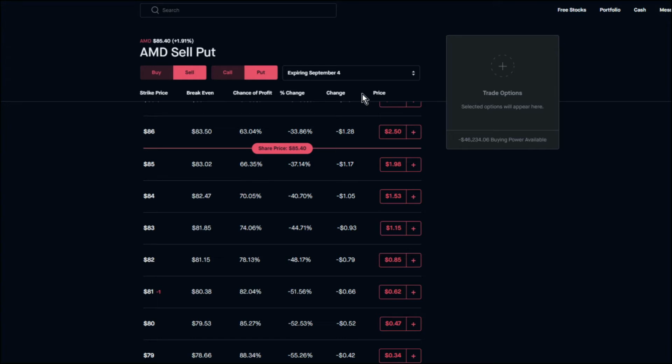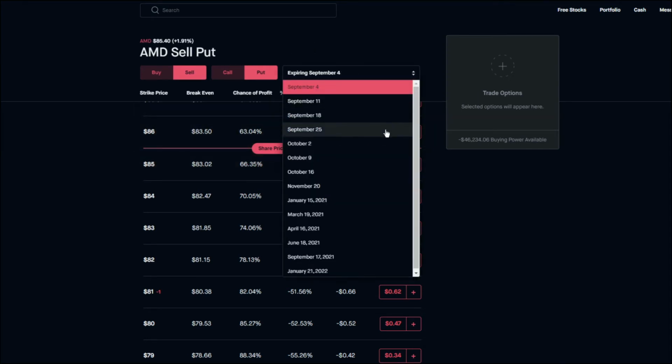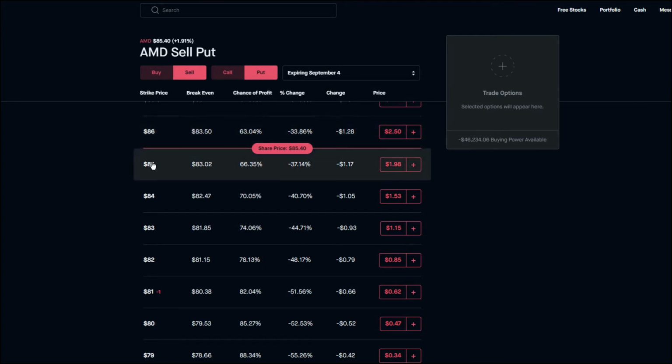Now when you're starting to sell puts and sell calls, you're going to want to start looking at and doing your own homework, of course. So you're going to want to know what the expiration date is, what the strike price is, the share price. This is the share price, and the premium. This is the premium, right?